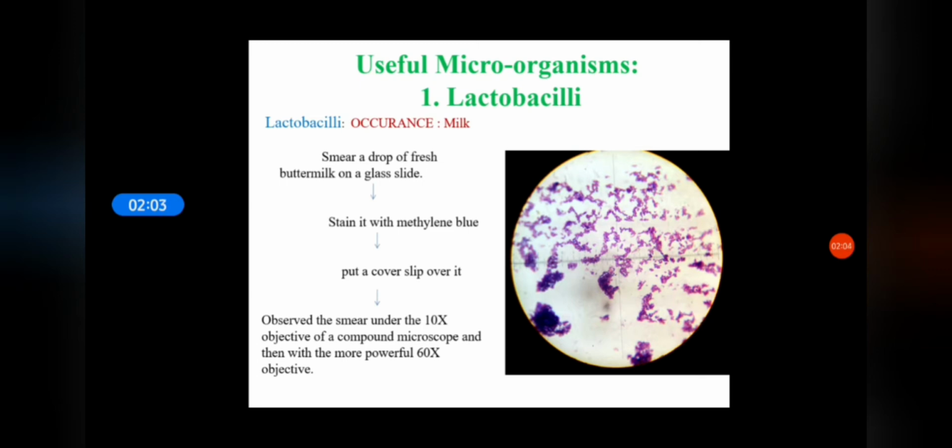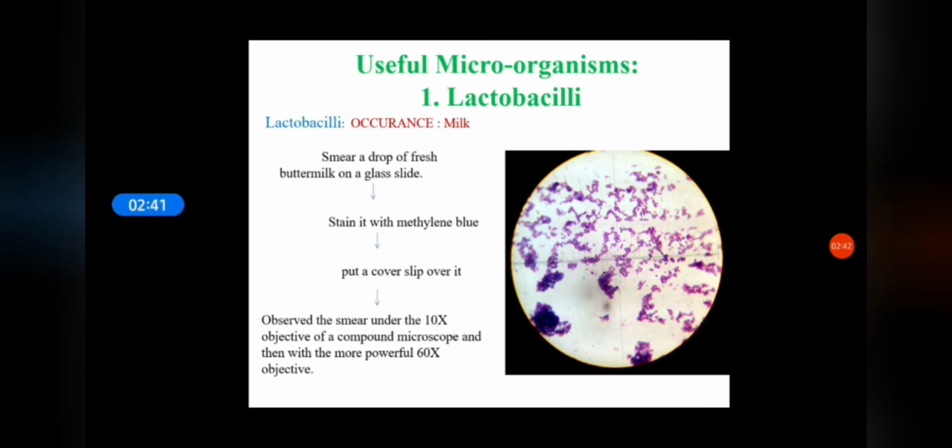Let us begin with the first useful microbe, lactobacilli. It is one of the important microbes which is involved in the food industry and found in milk naturally. We can observe the lactobacilli under a microscope by using the following steps. Smear a drop of fresh buttermilk on a glass slide. Smear means spread the liquid and let it dry. Then stain it with methylene blue.